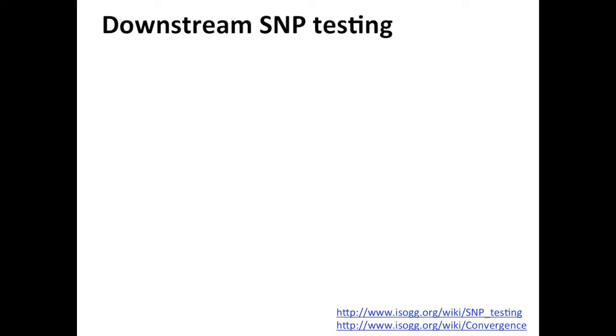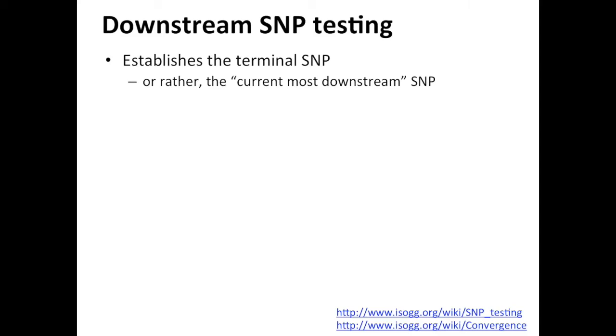Downstream SNP testing establishes the terminal SNP. Now, the terminal SNP is such a misnomer. It sounds like a bad medical diagnosis. I'm sorry, sir, you have a terminal SNP. It's a total misnomer because there's no such thing as a terminal SNP. Three months later you have a new terminal SNP, and then three months later, it's a new terminal SNP. There's nothing terminal about it. It's just the most downstream SNP that they've currently been able to identify for your DNA. A little bit more downstream SNP testing, and you get the next most downstream SNP. So I tend to use the expression 'the current most downstream SNP' rather than terminal SNP.